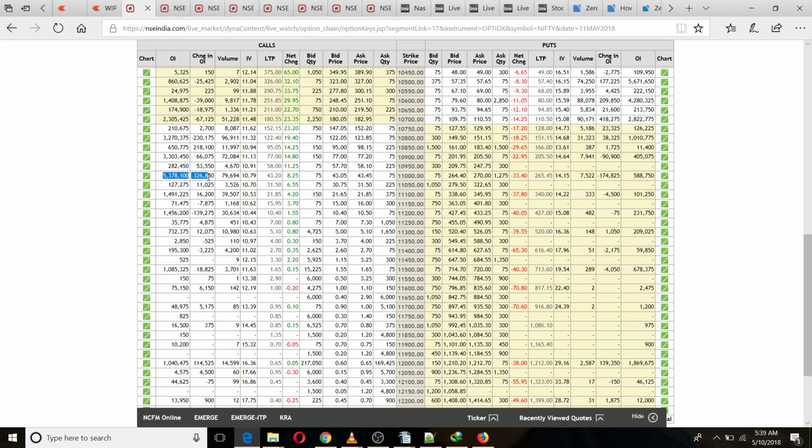We see that yesterday 3 lakh plus open contracts were closed, and on the right-hand side we see that additions are happening at the 10,700 level. So the 10,700 level seems difficult to break. In fact, if you see the PCR of 10,700, you will see that the PCR has become greater than 1. We now have more put writers at 10,700 than at 10,000. We have more put writers at 10,700 than call writers.